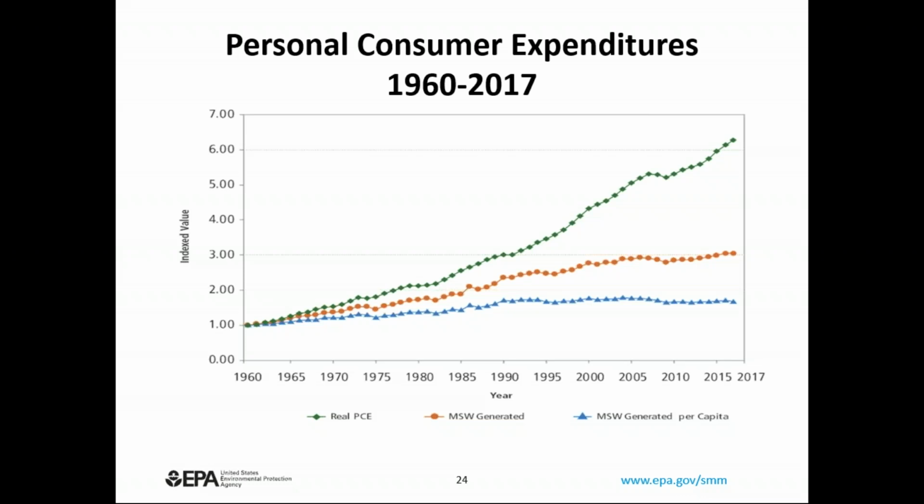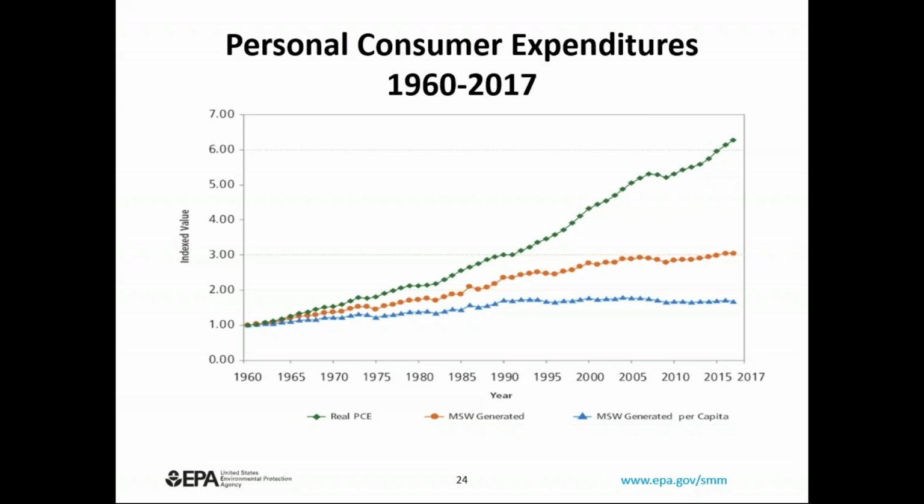So PCE is basically a useful measure because it calculates U.S. household spending on the type of goods that we use every day, such as clothing, food, vehicles, and recreation services. PCE is also one of the four components of economic growth, along with government spending, private investment, and net exports. And in the United States, PCE accounts for approximately 70% of gross domestic product. So it is a big indicator of economic growth. And PCE adjusted for inflation is referred to as real PCE. So this figure that you see here explores the relationship between MSW generated and real PCE since 1960.